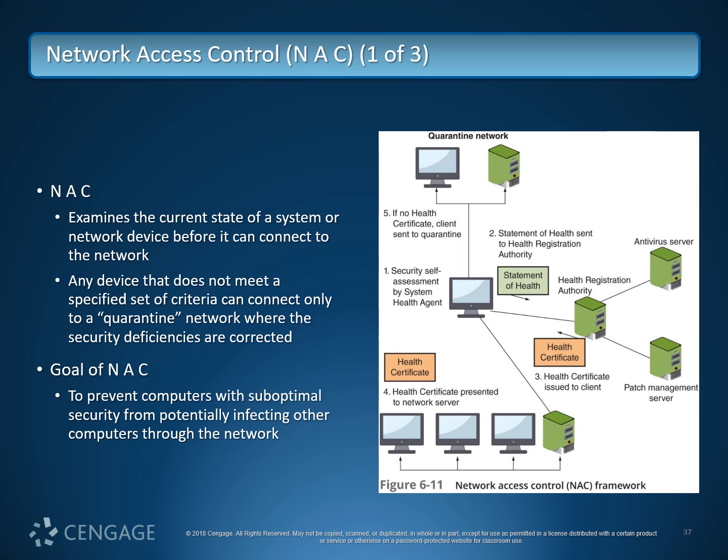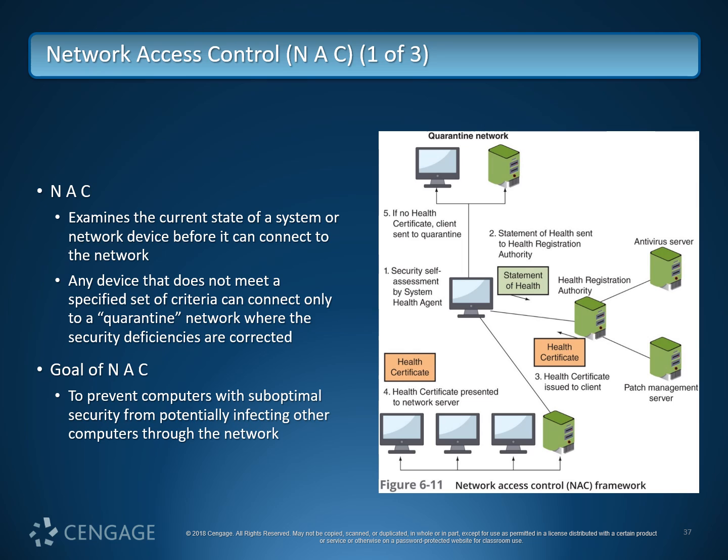The statement of health is sent to the registration authority. The registration authority is attached to an antivirus and patch management server. The health certificate is issued to the client. If there is no health certificate or the health certificate comes back with a negative response, it moves into the quarantine network where we can run antivirus, where we can run patch management, things like that. If the health certificate is positive, we are then able to be presented to the network server and allowed access.